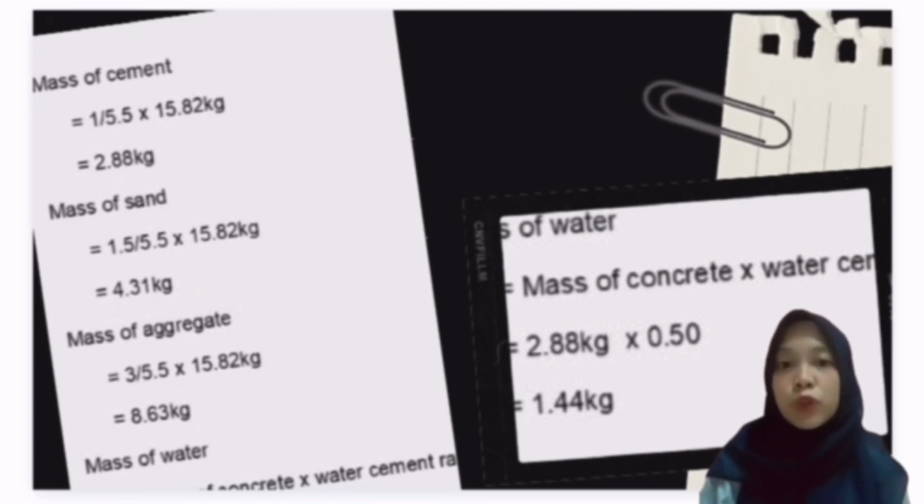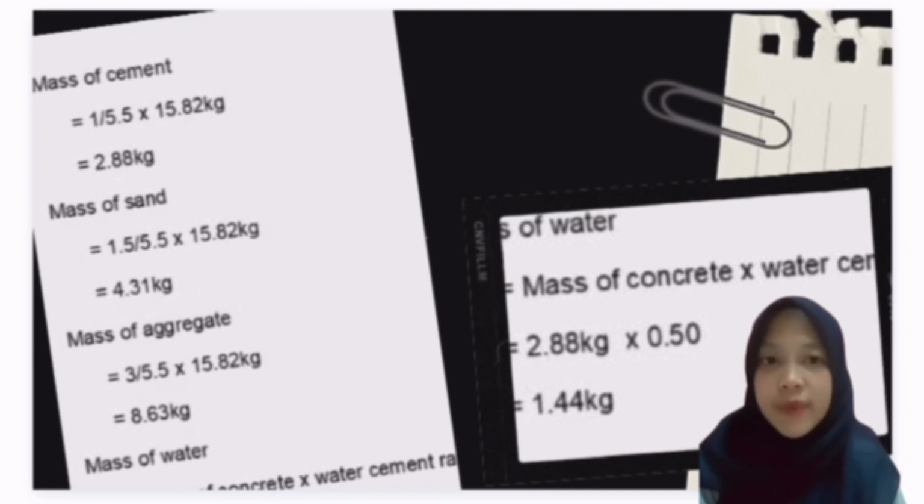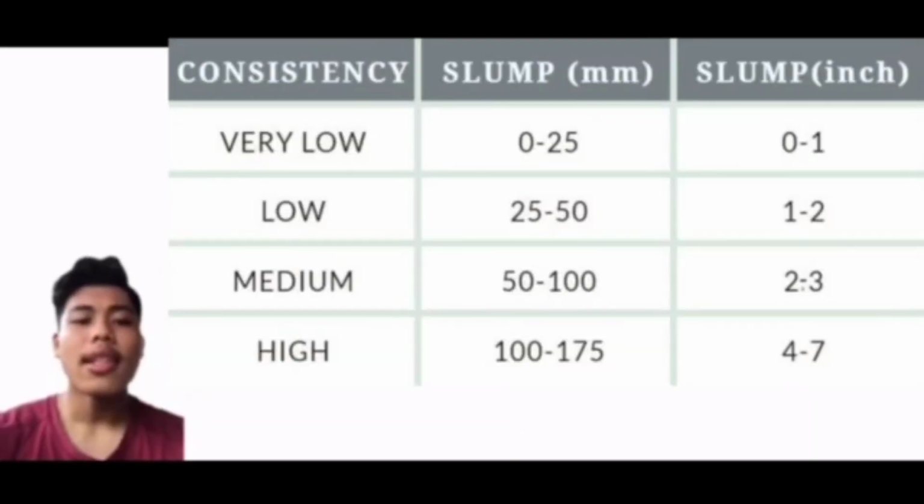Then each ratio is multiplied by the total weight of the concrete. So the formula for all of these is each ratio times the total weight of cement. This is because the water has a determined value of 0.05.